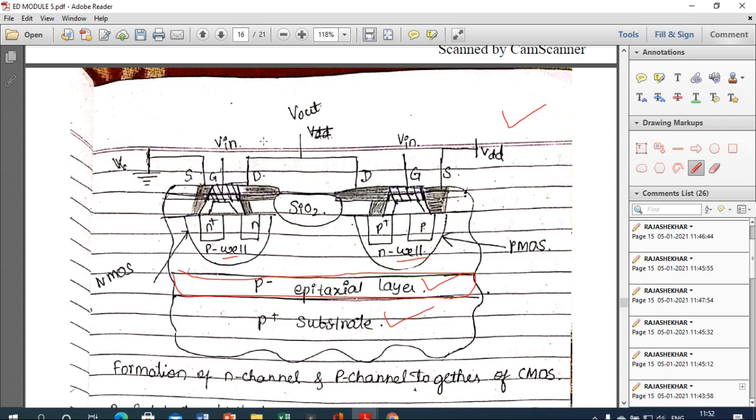Now look at this diagram, which is constructed for NMOS. For NMOS we need one P well. In this P well the majority charge carriers are holes. This is N plus and this is N. In these two the majority charge carriers are electrons, and they are constructed using three terminals: source, gate and drain. So this is called NMOS, which is shown here.